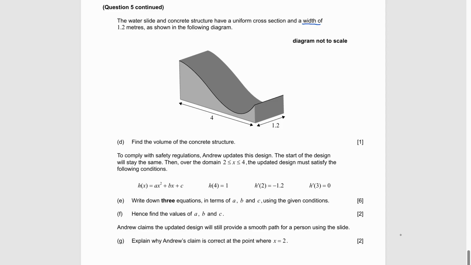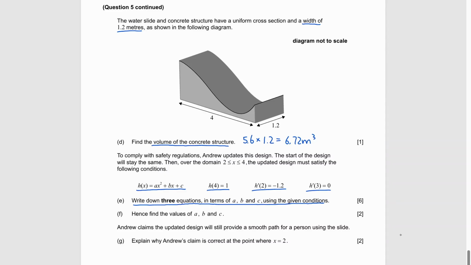For part D, we know the width of the water's line is 1.2 meters. The volume is just the area we find, 5.6, multiplied by the width 1.2. For part E, we are told that h of x has a new form with constants a, b, and c. We are also given 3 extra conditions.